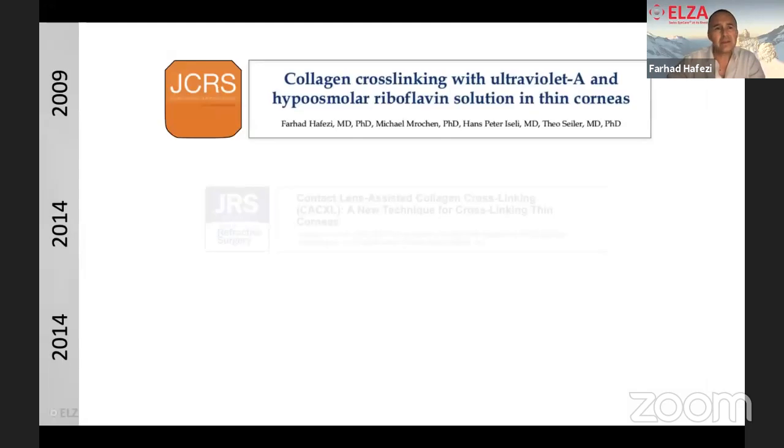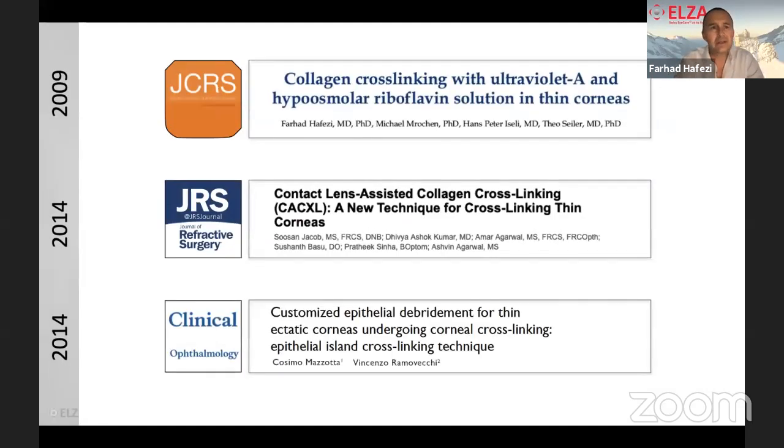These are the methods in current use for thin corneas. Our initial swelling of the cornea, Susan Jacobs' contact lens assisted, and Cosimo Mazzotto's epithelium island method.